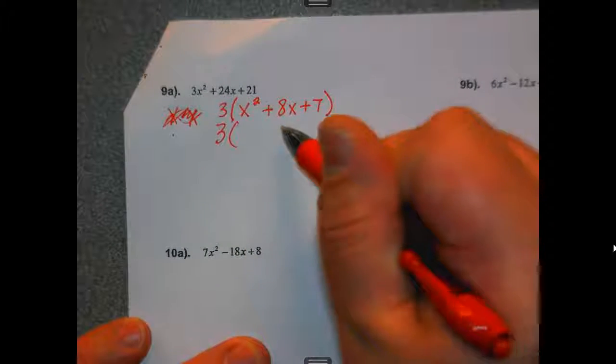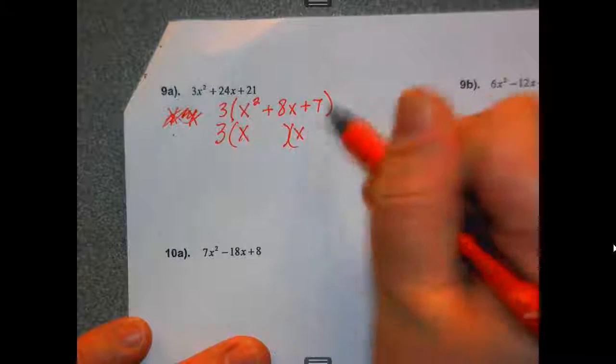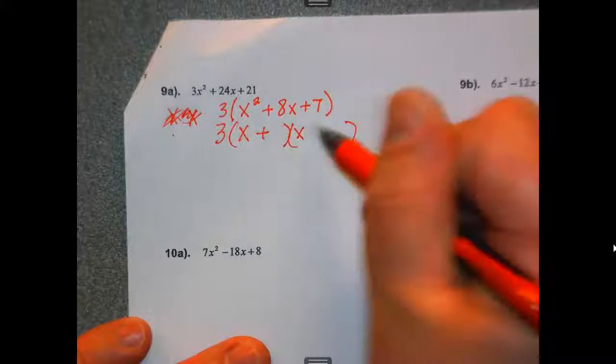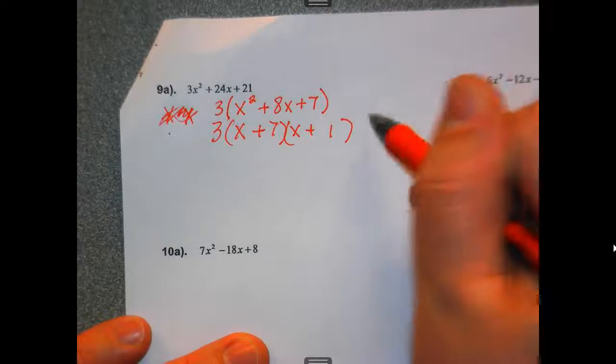Okay, now we can factor. X plus 7 and 1, right? That's the only option we have.